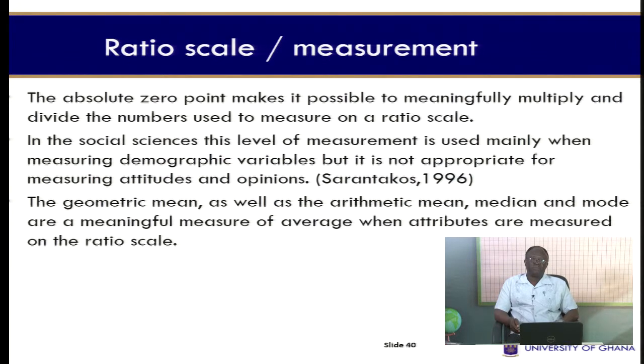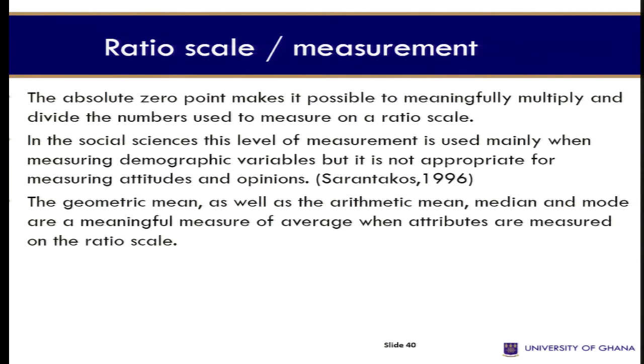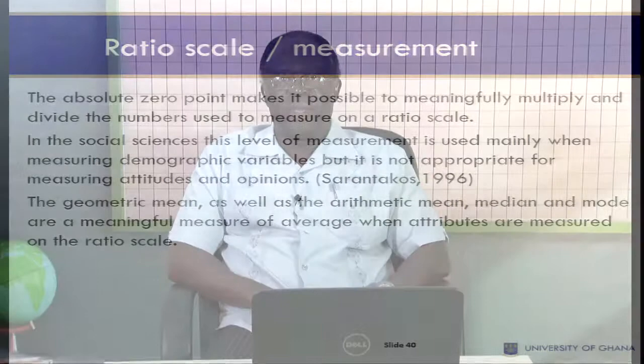And I say here that in the social sciences, this level of measurement is used mainly when measuring attitudes and opinions. Now, the geometric mean, as well as the arithmetic mean, median, and mode are a meaningful measure of average when attributes are measured on the ratio scale.